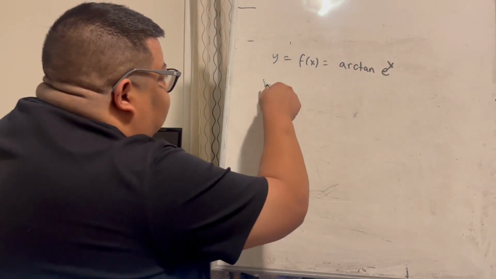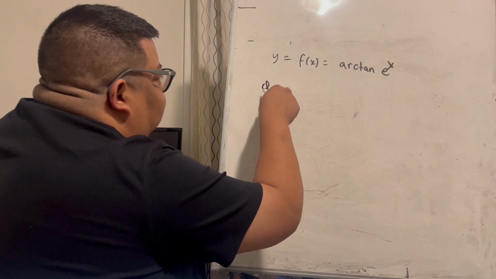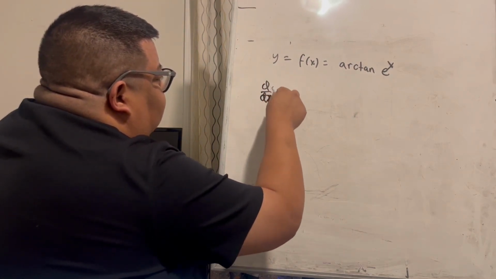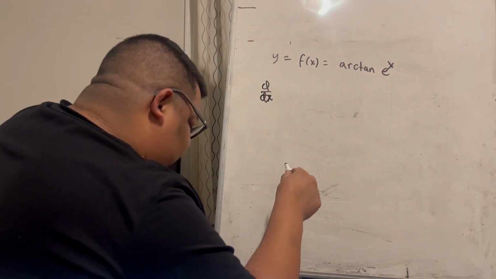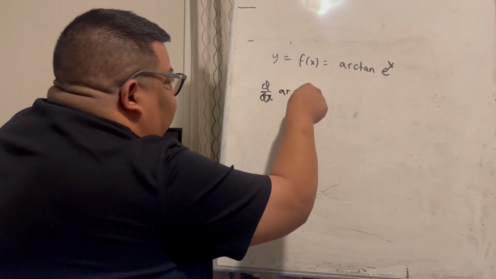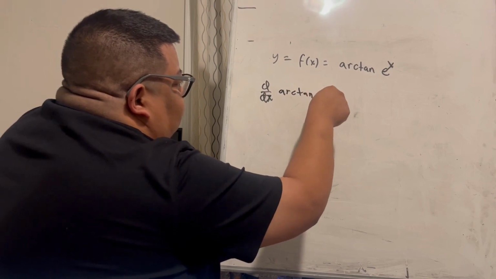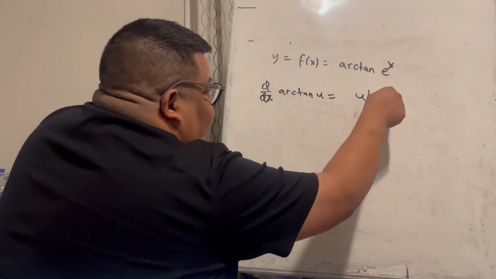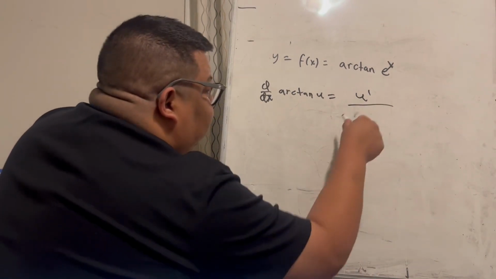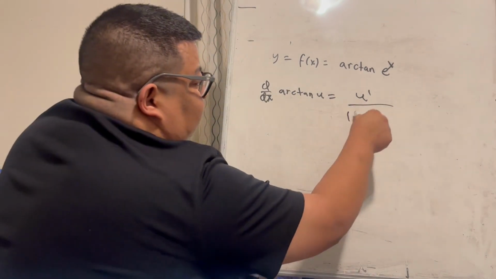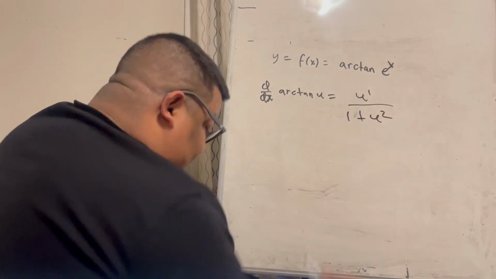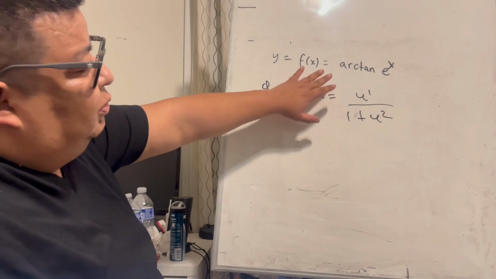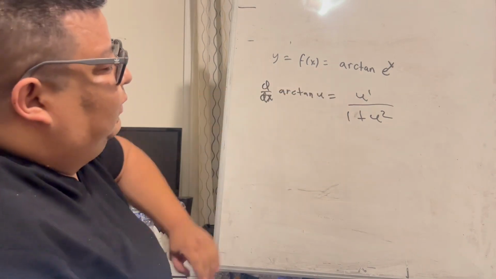The formula is as follows: d/dx of arctan of u is equal to u prime over 1 plus u squared. So knowing this formula, all we have to do is use it and we'll get the derivative.